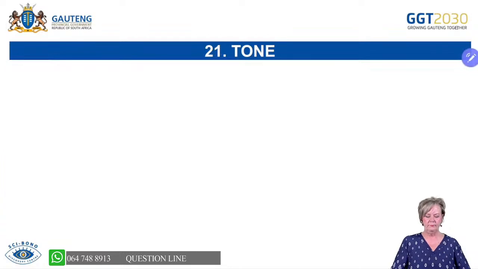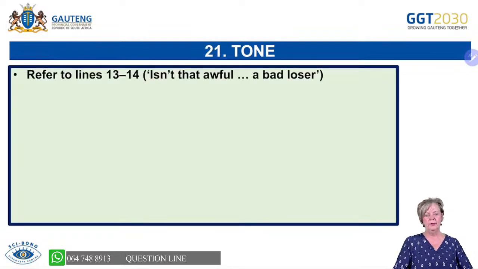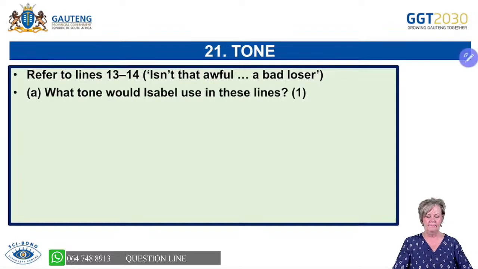All right. Let's take a look at a question on tone. Refer to lines 13 to 14. Isn't that awful? And then ellipsis, and then a bad loser. Now, yet again, grade 12, you need to go back to the text. You can't just take the first 3 words and the last 3 words. Remember, it refers to line 13 to 14, so go back and read the full line again.